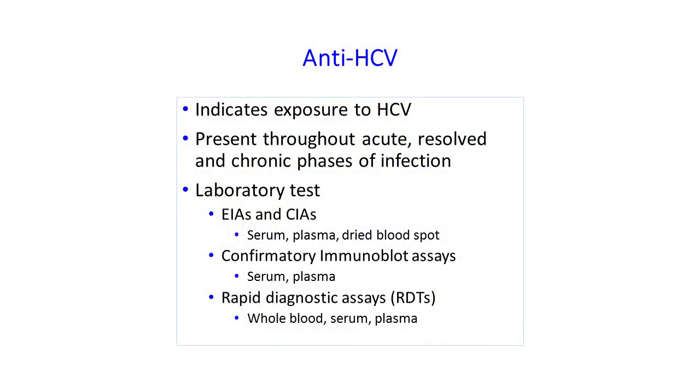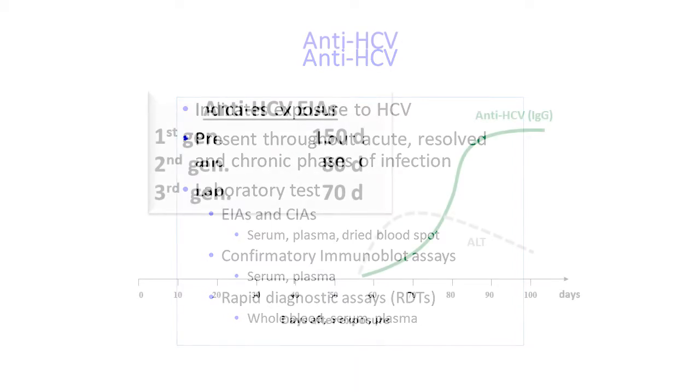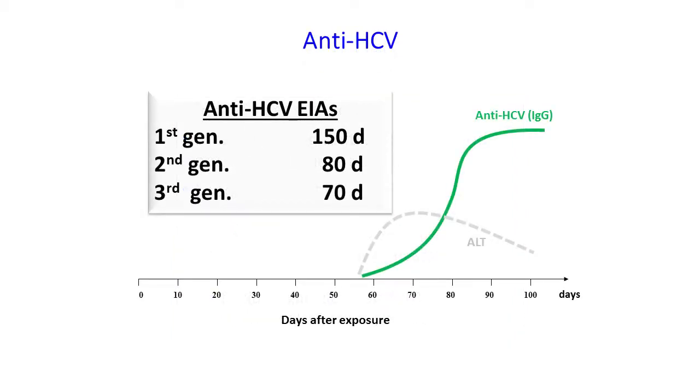Rapid diagnostic tests, RDTs, are also available for antibodies against HCV. RDTs represent an attractive alternative for HCV screening and diagnosis because they were validated using whole venous or capillary blood. RDTs offer the advantage of simplicity, limited need for instrumentation, minimal training, and rapid performance at room temperature. 3 different generations of anti-HCV test kits have been developed.